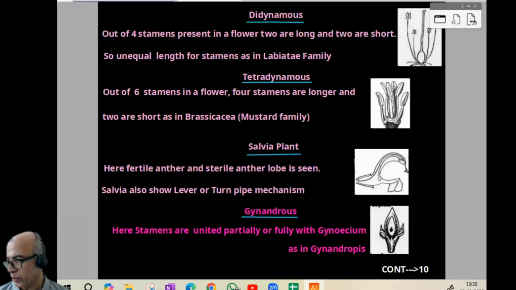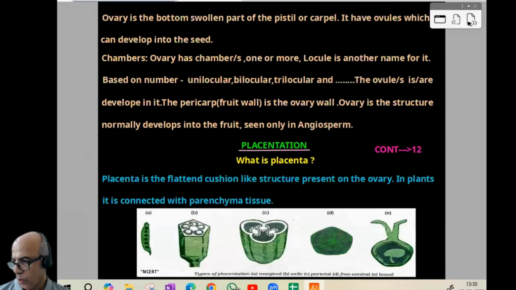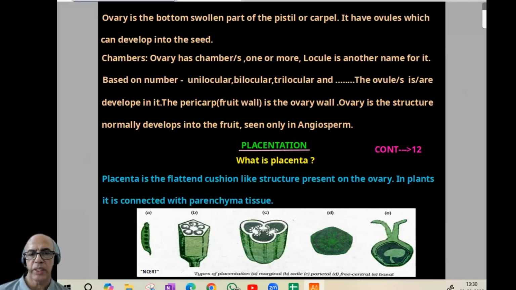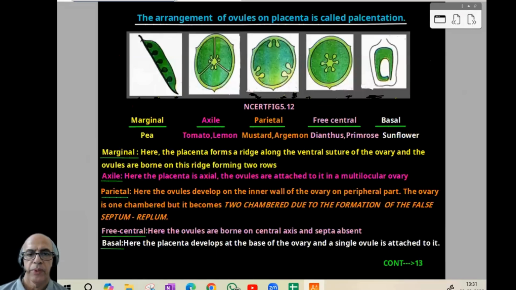Then we entered into the innermost whorl, that is gynoecium. Features and parts: apocarpous, syncarpous, stigma, style, ovary. Then all parts expanded. Then placentation and its importance. What is placenta? Which tissue makes it? And five types of placentation with examples.